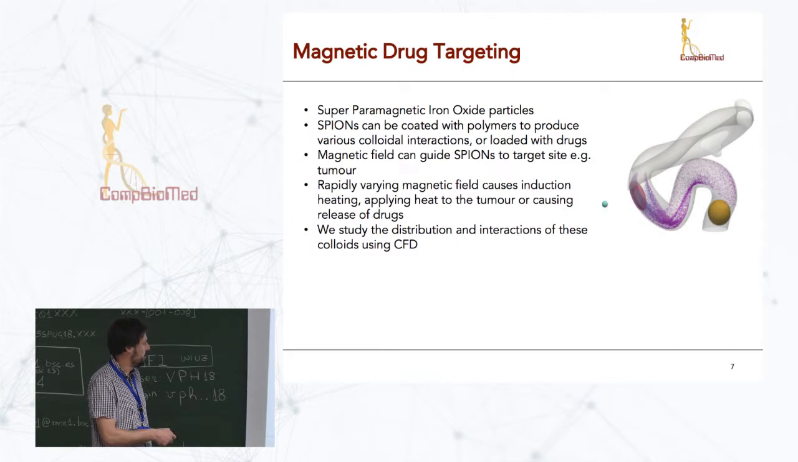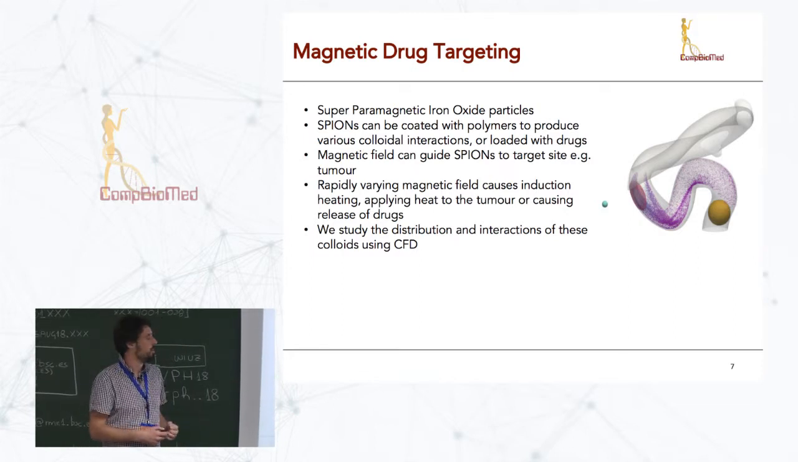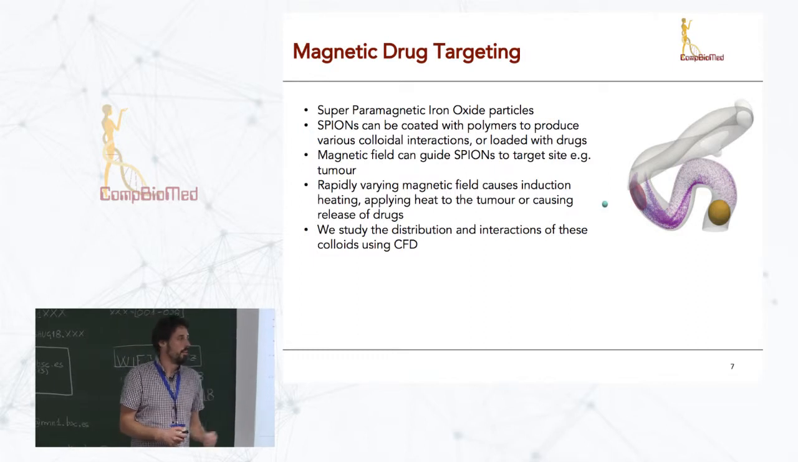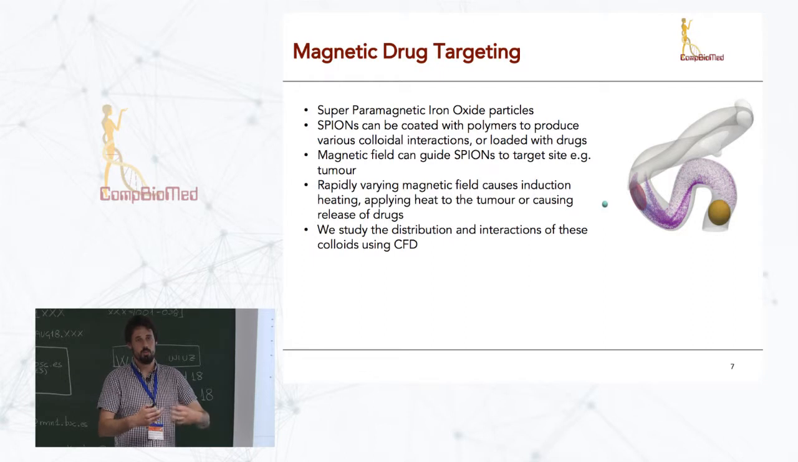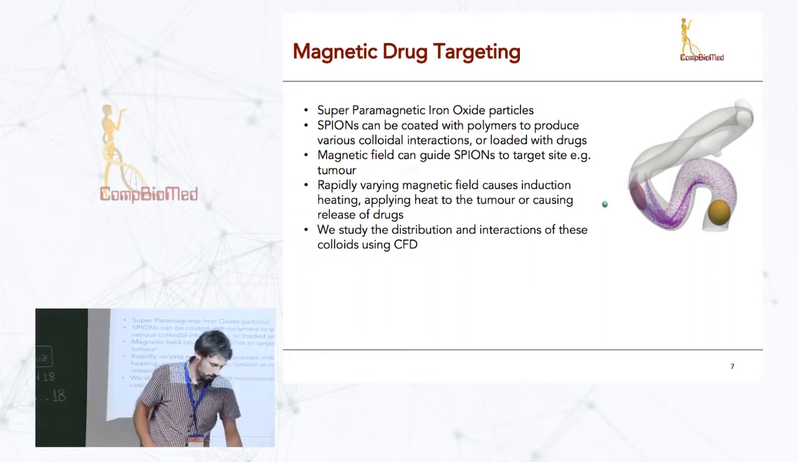And the kind of thing you might do is coat them with polymers, or drugs of some kind, so that they are released at the target site. Or you can simply move these particles to the target site and then oscillate the magnetic field, which induces heating within the particles, and that way you can burn the tumor. Or, for example, it doesn't have to be a tumor, but it almost always is.